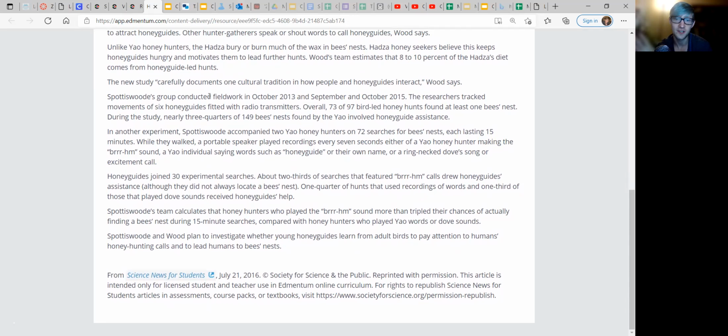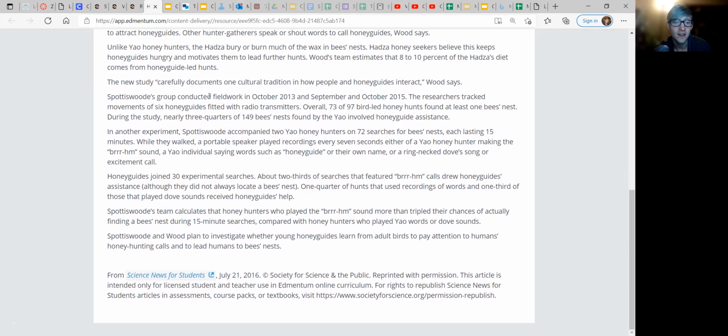About two-thirds of searches that featured Brrr-Hm calls drew honeyguide assistants, although they did not always locate a bee's nest. One-quarter of hunts that used recordings of words and one-third of those that played dove sounds received honeyguide help. Spottiswoode's team calculates that honey hunters who played the Brrr-Hm sound more than tripled their chances of actually finding a bee's nest during 15-minute searches, compared with honey hunters who played Yao words or dove sounds.